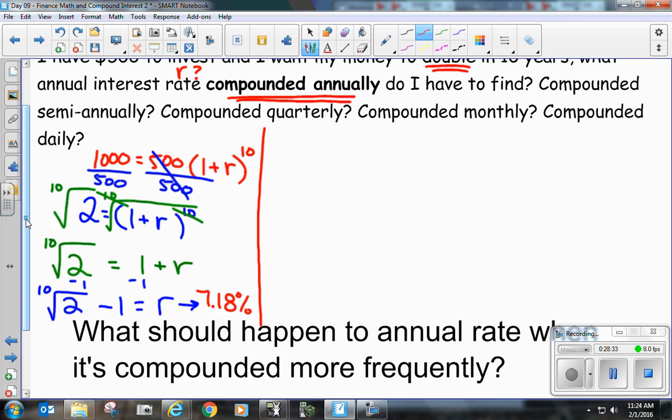Let's find out semi-annually, but once we do semi-annually, you can do the rest without even doing any work. Semi-annually, everything's still the same. We still have our 1,000. It's still going to equal 500. 1 plus r, we're figuring out our rate divided by our k value. What is our k value that is semi-annually? It's twice a year, isn't it? So k would be 2, which means I multiply my 2 k value times t, which is 10.